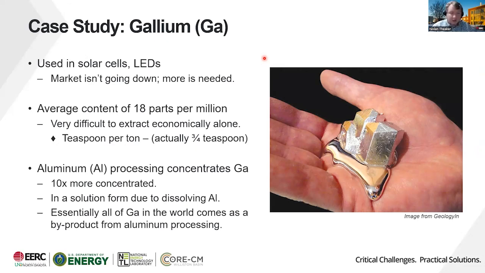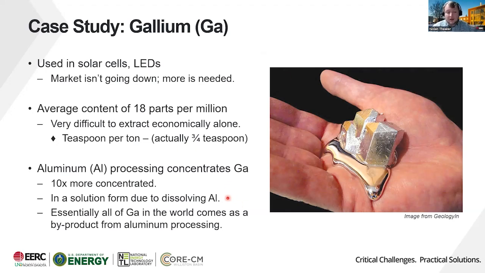Now, the average content of gallium in the Earth's crust is only about 18 parts per million. That's really difficult to extract economically on its own. And once again, on the teaspoon-per-ton basis, for gallium it's actually not even a full teaspoon. It's just 3/4 of a teaspoon per ton. Very tiny quantities. But when I process aluminum, I concentrate gallium up, actually 10 times, during my aluminum processing.